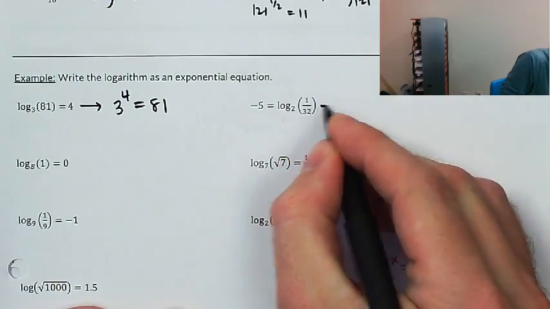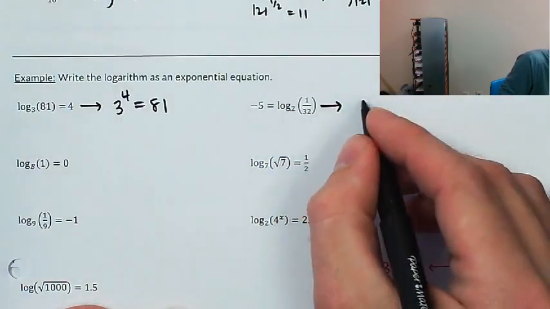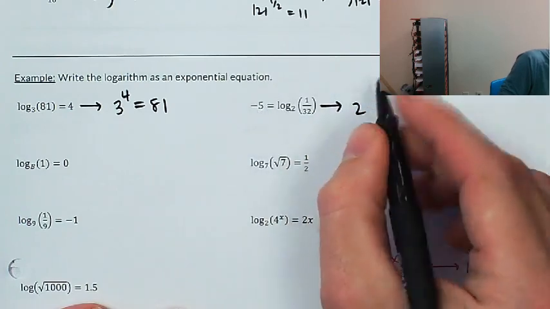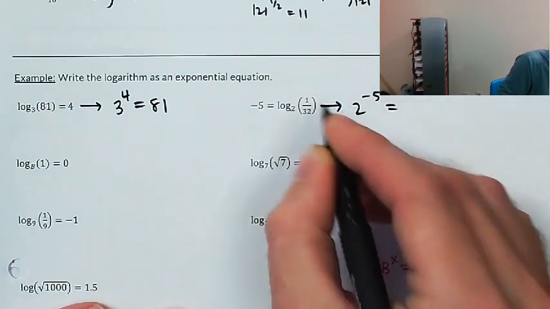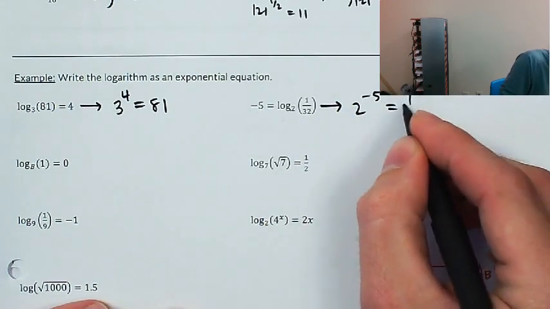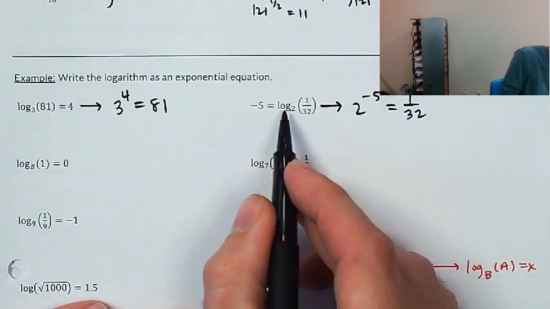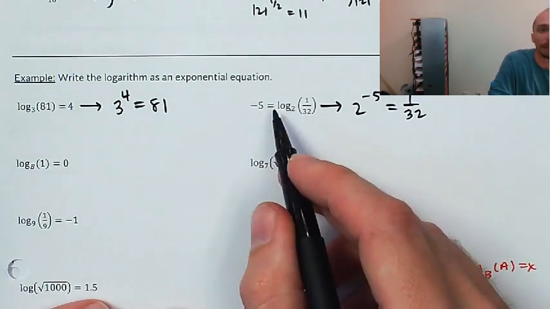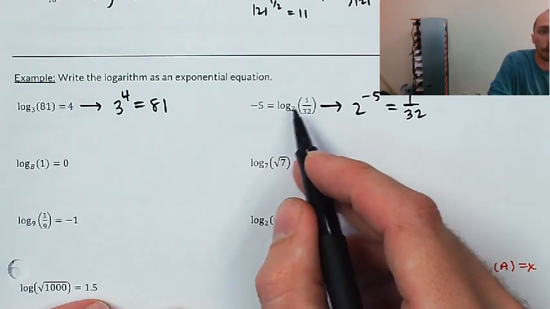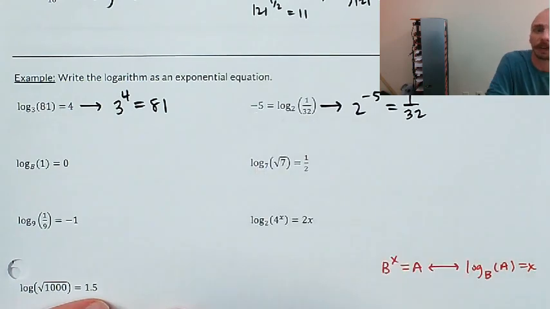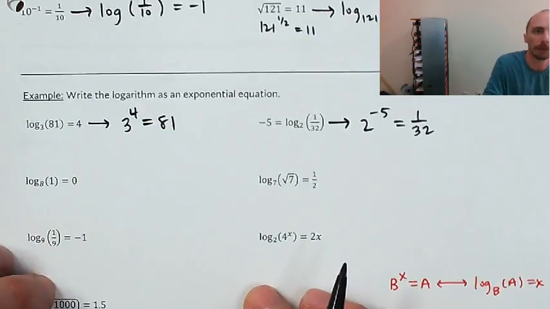Okay, this one, the base of the log becomes the base of the exponential. So 2 to the negative 5 is equal to 1 over 32. Because what this is saying, log base 2 of 1 over 32 equals negative 5, is that if I want to take a power of 2 and get 1 over 32, I have to put the negative 5 exponent on there. It's like a special exponent finder.